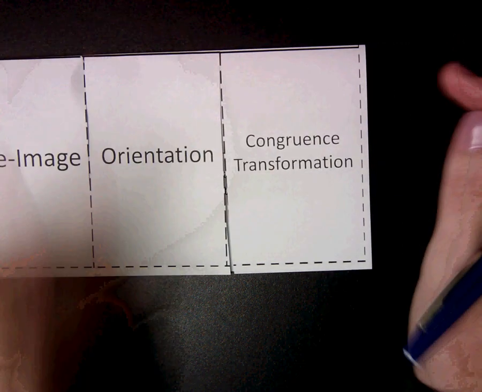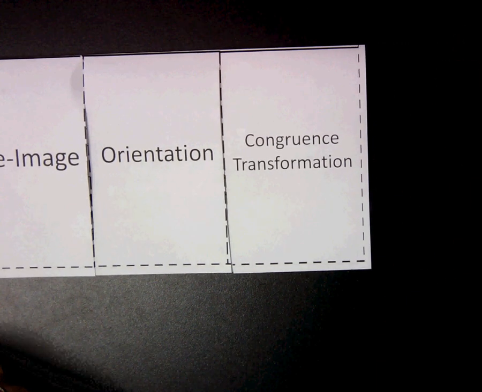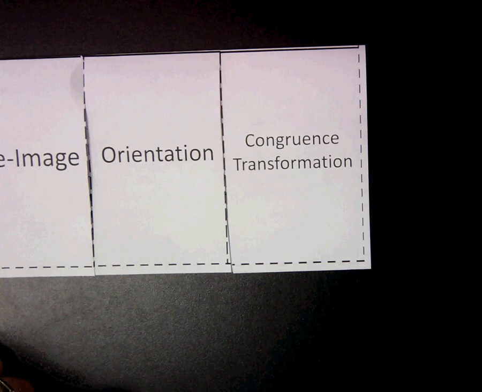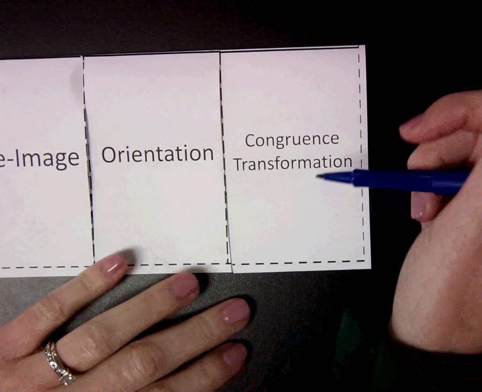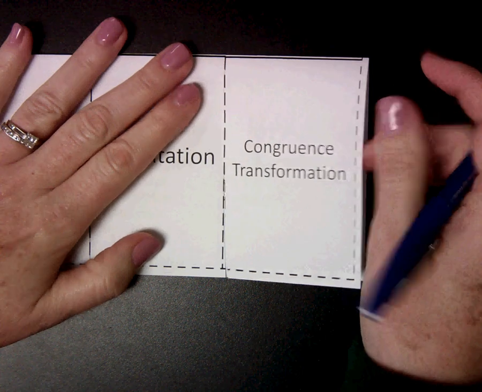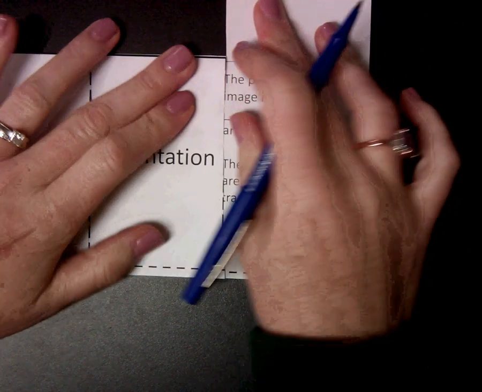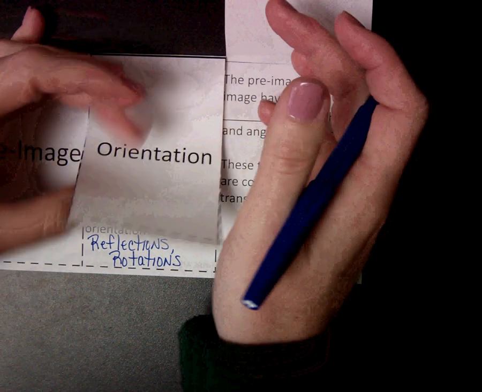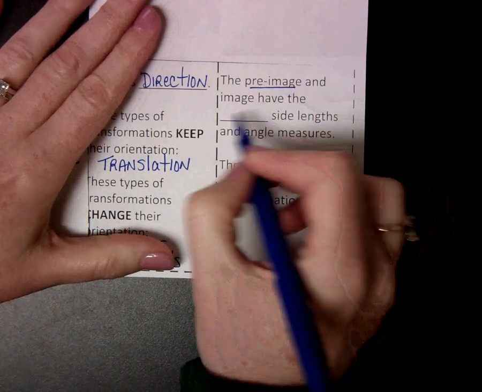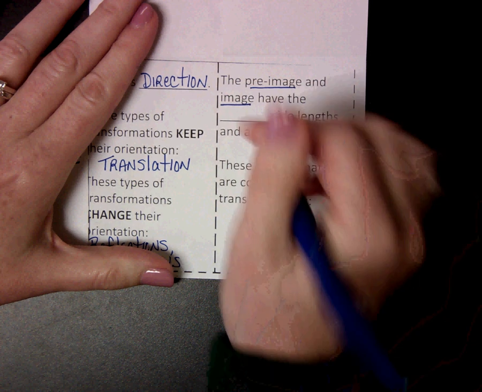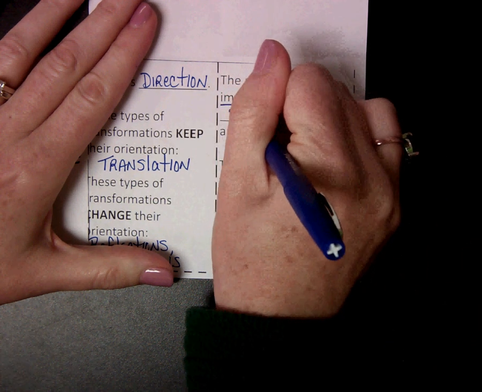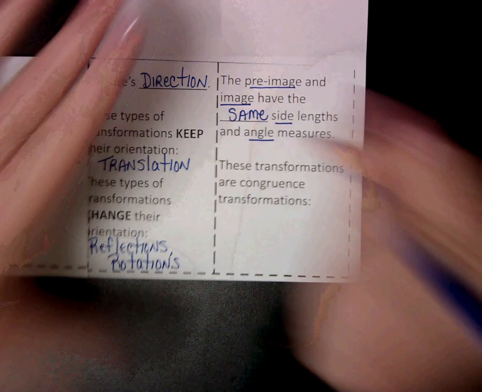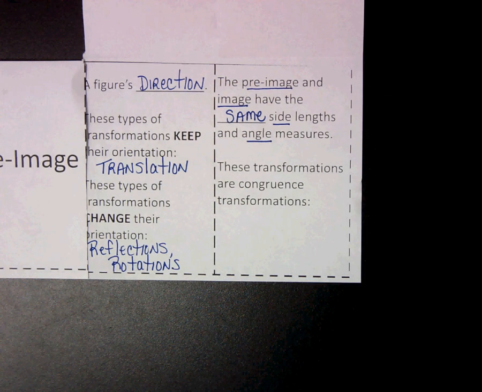And then let's talk about congruence transformations. This is really, really important. This is like a standard all by itself. We know that congruent means equal, right? So a congruence transformation means that the preimage and the image, the new figure, have the same side lengths and angle measures. So nothing about the size of the figure changes. It can change direction, it can change orientation, but nothing about the size changes.